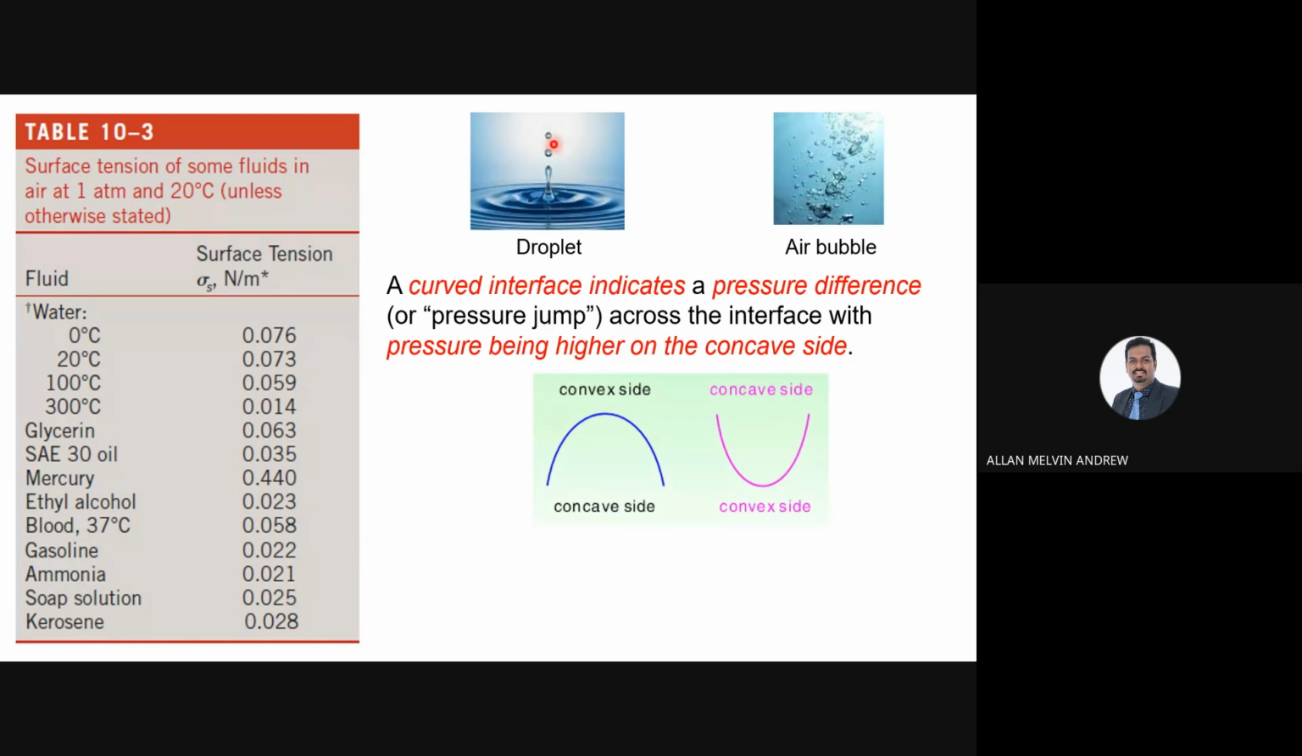Droplets and air bubbles are caused by this surface tension. A lot of factors influence this, like gravity. Surface tension is one of the natural phenomena that we can experience. A curved interface indicates a pressure jump across the interface, with pressure being higher on the concave side. So you have a convex and also a concave side, which will be covered in the next few slides.